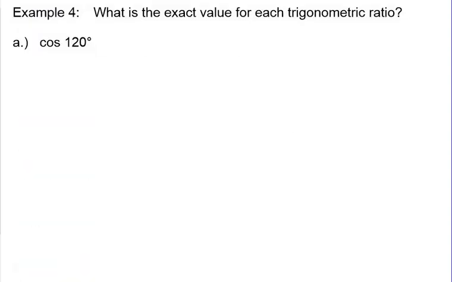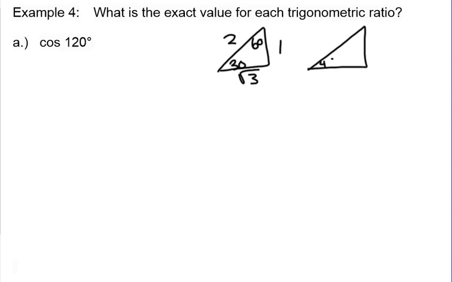Example 4, what is the exact value for each trigonometric ratio? When we're talking exact values, that's where we whip out our special triangles. Our 30-60 triangle, which is 1, 2, root 3, and our 45-45 triangle, which is 1, 1, root 2. We don't actually need our unit circle. We just need to know those two triangles and our ASTC.